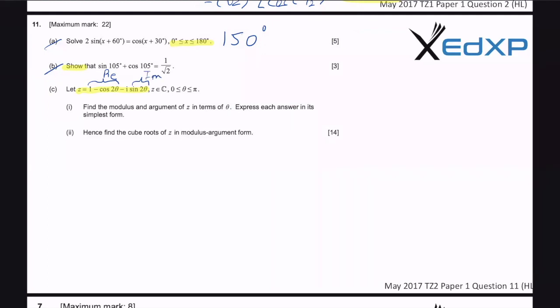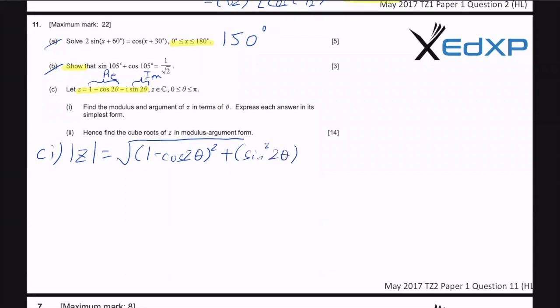This is very important. So to find the modulus, let's try the modulus of z. We employ the Pythagoras theorem to find the length of the complex number. So we have 1 minus cos 2θ, the real part, squared, plus the imaginary part squared.